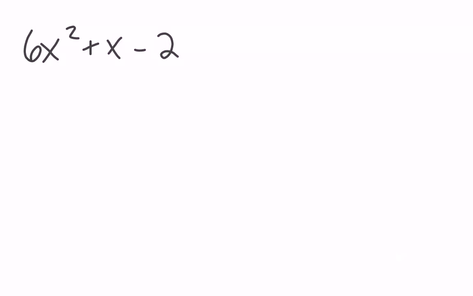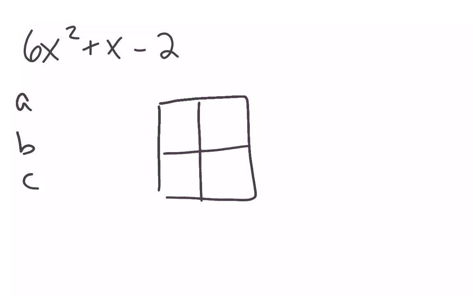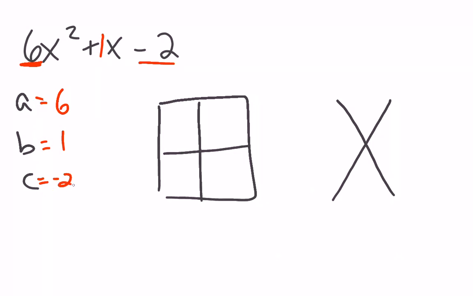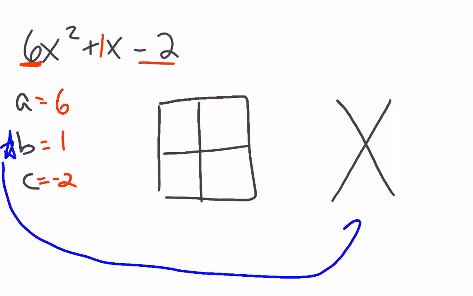There's three main steps to the X box. We're going to identify our A, B, and C. We're going to use a box or a rectangle, and then we're going to use an X to help us structure the problem. Our ABCs are our coefficients in the problem. So A in this problem would be 6, B would be 1, not X. ABC should be numbers. And C is -2. What we really need from the ABCs is our B, because B is going to swing over here to the bottom of the X. B goes at the bottom.